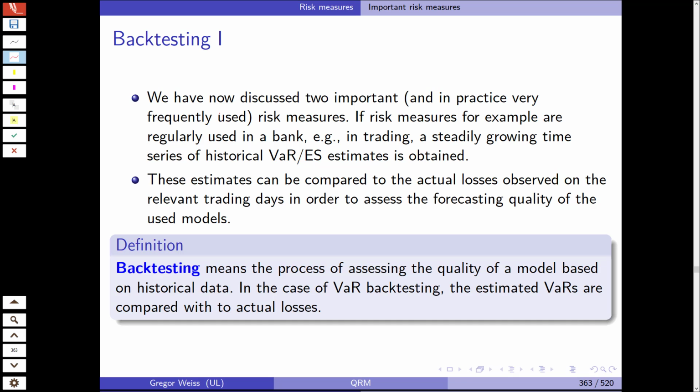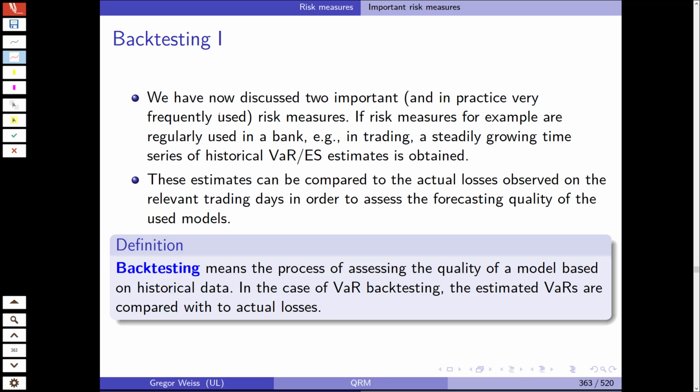And now we're coming to backtesting. So let's assume we have historical VAR estimates and we also have expected shortfall estimates. We now want to test whether our risk model is really capturing actual losses. And backtesting is exactly this process of checking whether your risk model is adequate. It means the process of assessing the quality of a risk model based on historical data.